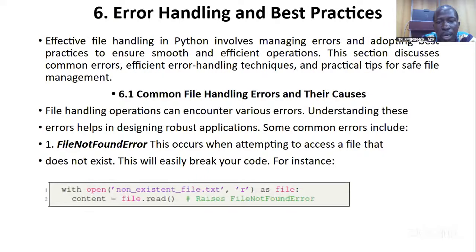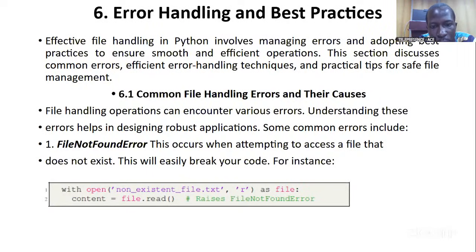Error handling and best practices. Effective file handling involves managing errors in case of errors, and adopting best practices to ensure smooth and efficient operations. These sections will discuss efficient error handling techniques. The first one: common file handling errors and their causes. File handling operations can encounter various errors, so understanding these errors helps in designing robust applications.